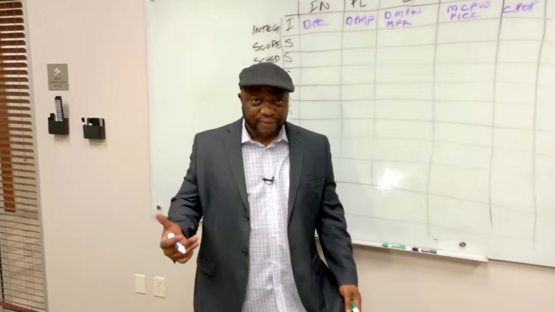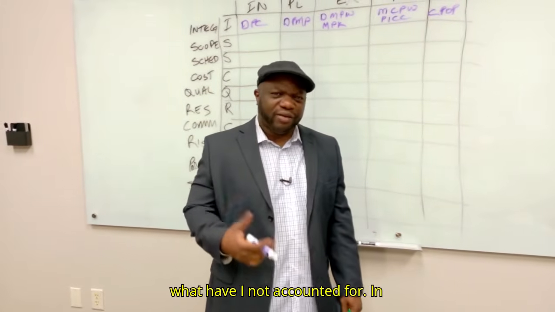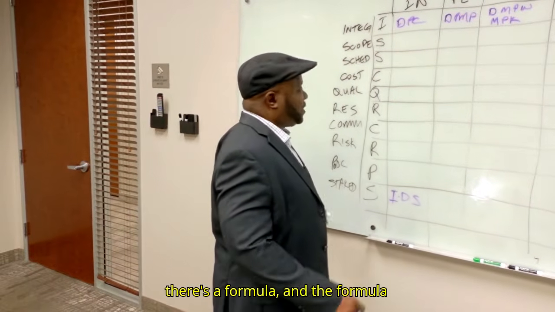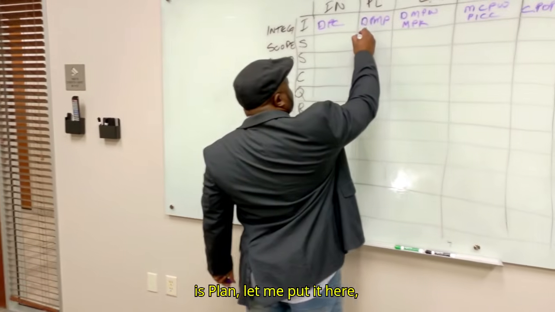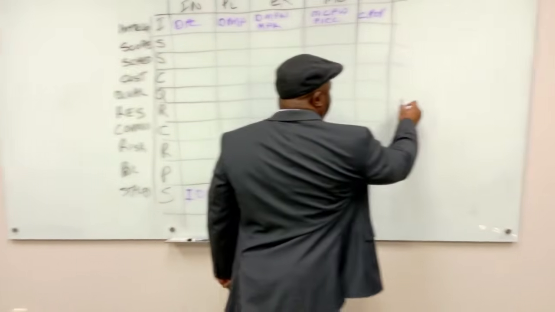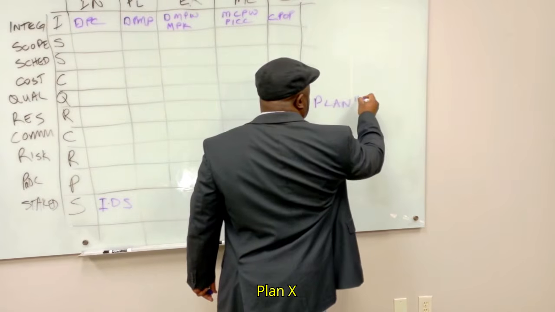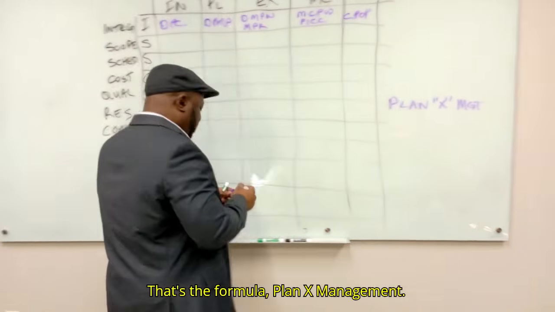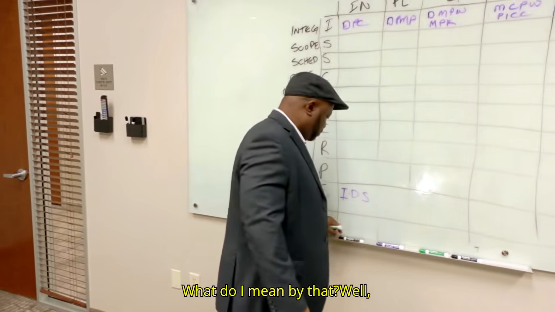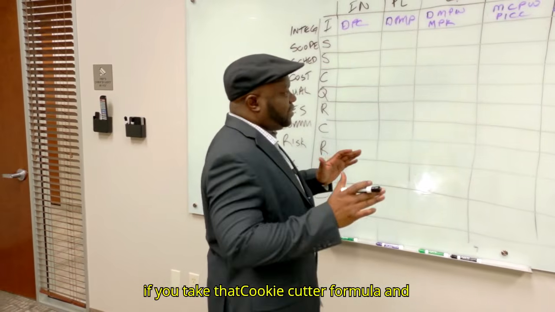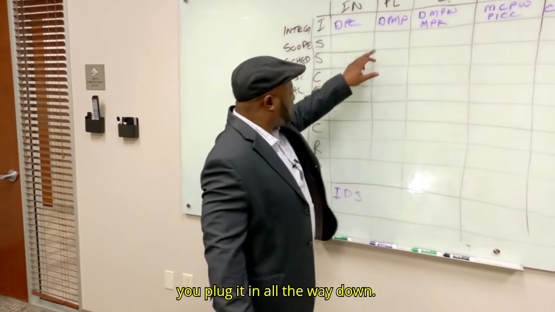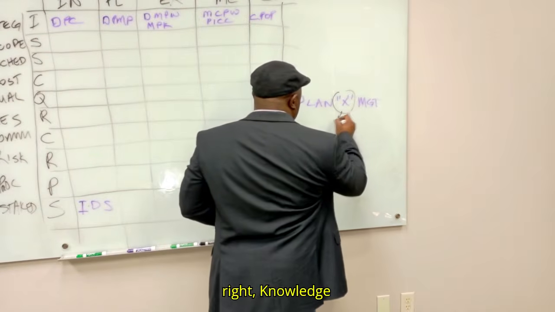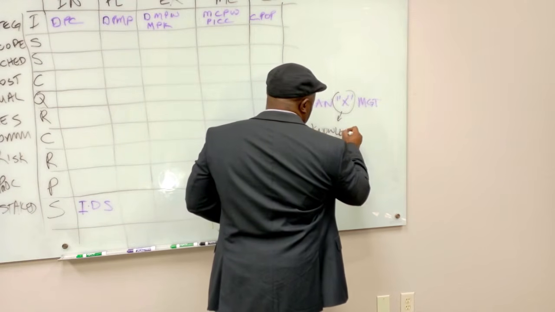Okay? Now that we're done with everything in initiating, I'm going to show you how you can rapidly fill out this table, so that you understand what is missing, what have I not accounted for. In every one of the knowledge areas, there's a formula, and the formula is plan X management. That's the formula, plan X management. What do I mean by that? Well, if you take that cookie cutter formula and you plug it in all the way down, X is the name of the knowledge area, right?